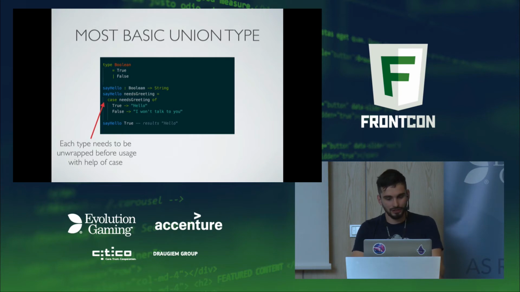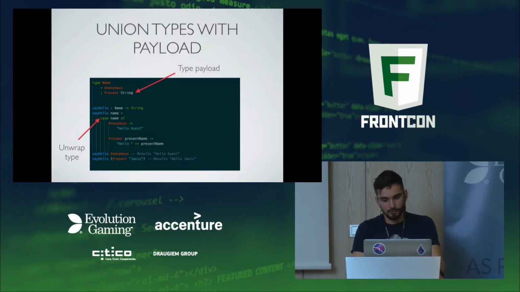This is a say hello function that accepts a Boolean as our argument, and it returns a string. So every time we want to use a union type, we have to unwrap it. Meaning, we have to cover all the possible cases that this type can appear in. In this case, it can be either true, and then we return hello, or it can be false, and then we return I won't talk to you. Simple enough, right?